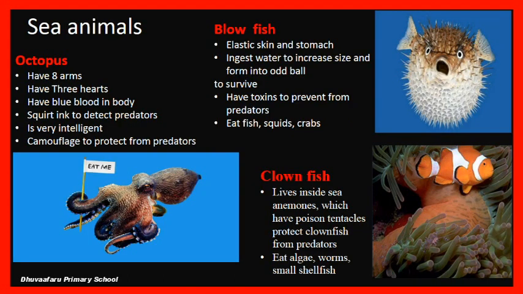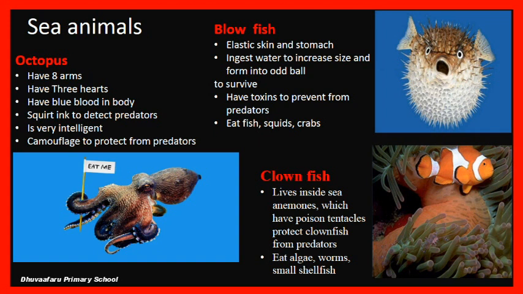Sea animals. Octopus. Octopus have 8 arms. They have 3 hearts. It has blue blood in its body. It squirts ink to escape predators. It is very intelligent. Camouflage protects it from predators.